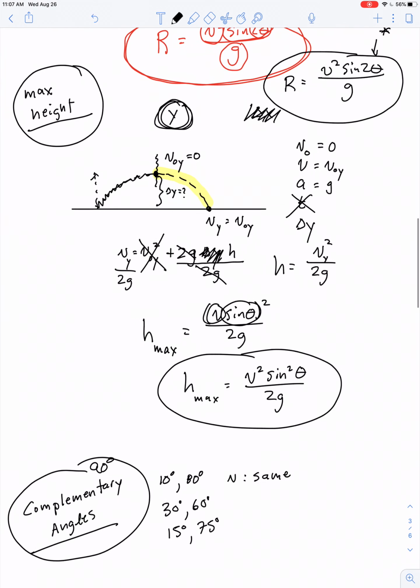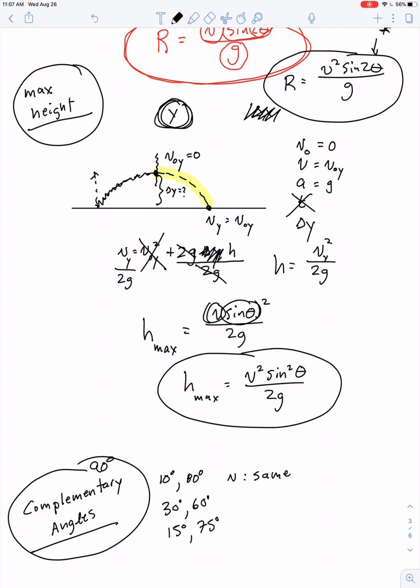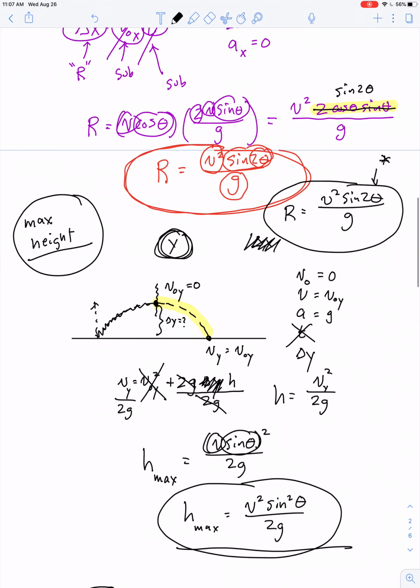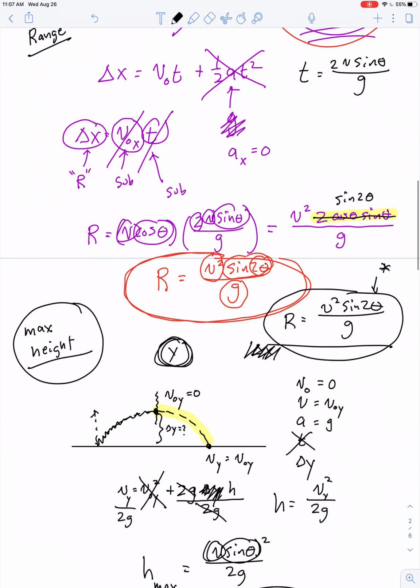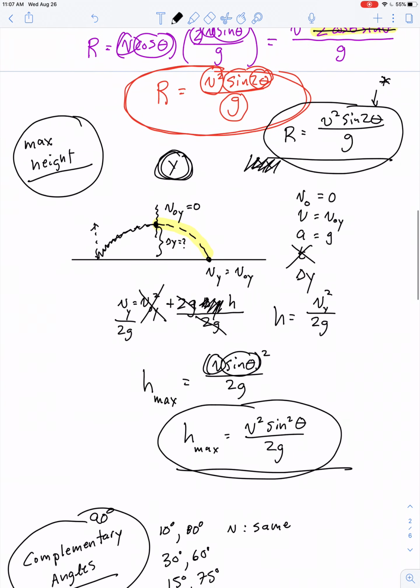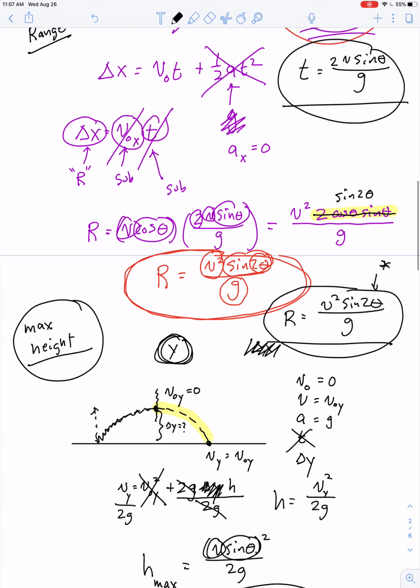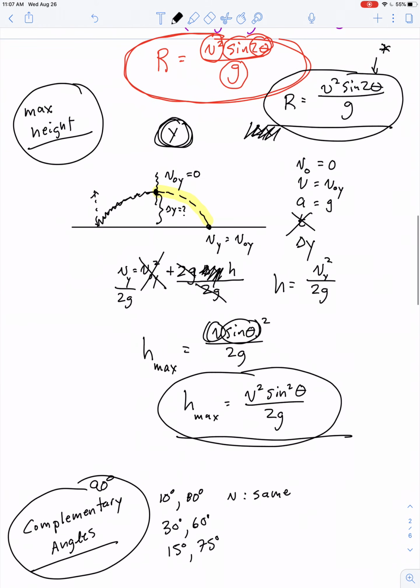Look how similar all three of these equations look. The equation for maximum height, the equation for range, and the equation for time, they all have g in the denominator in some way. Two of them just have g in the denominator, and one of them, the maximum height, has a 2g in the denominator.